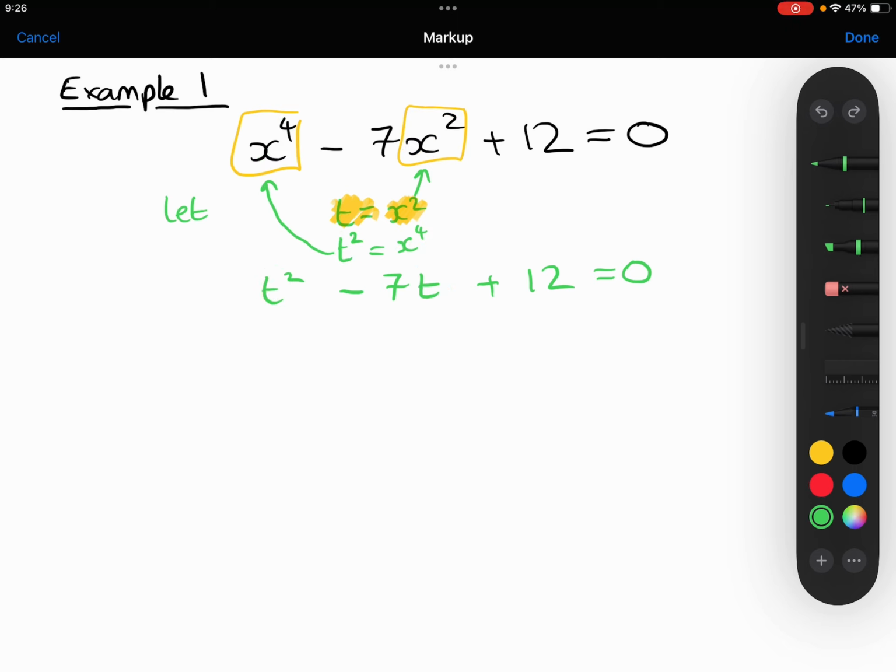Now, I've got this quadratic equation which I can solve by either factorising or using the quadratic formula. This is pretty easy to factorise though, so I'm going to do that. I'm going to have t minus 4 and t minus 3.